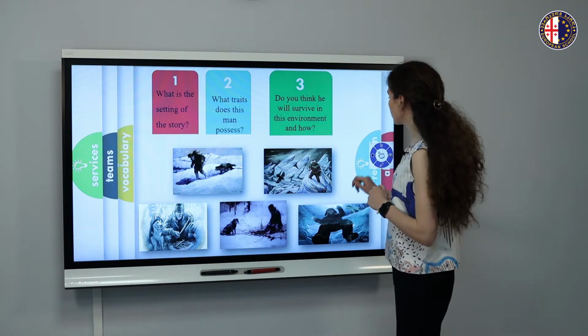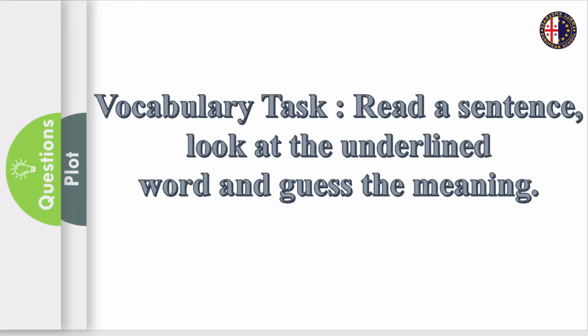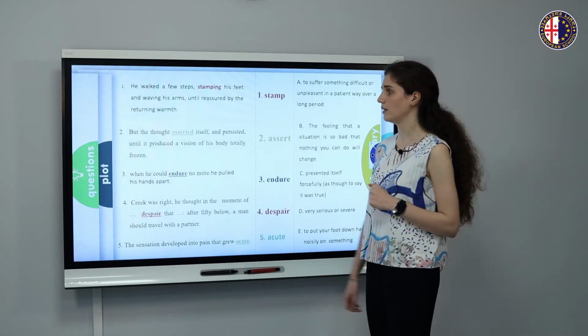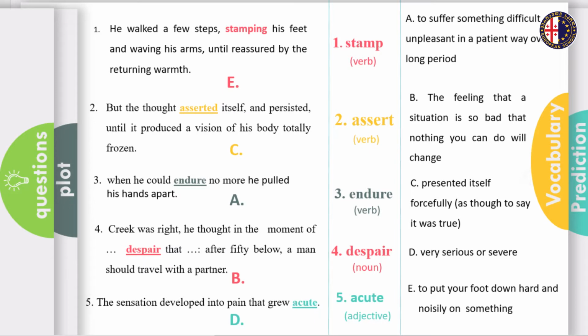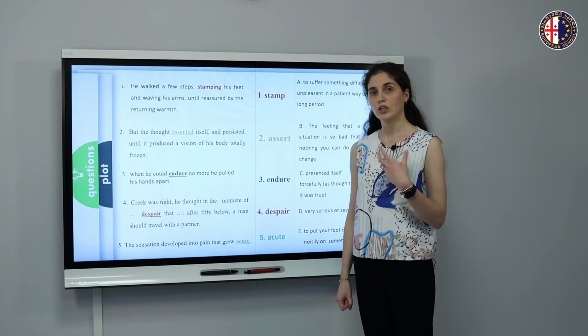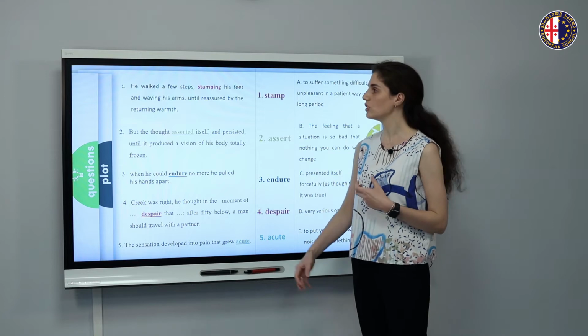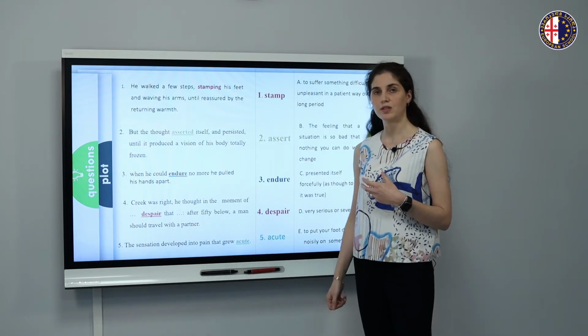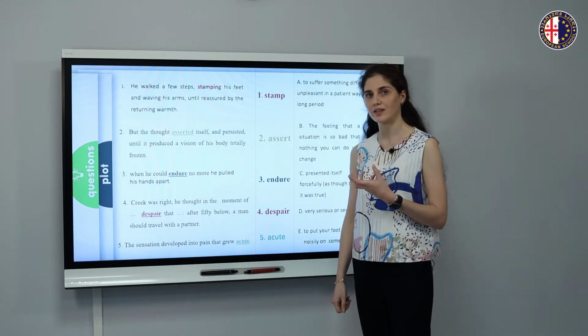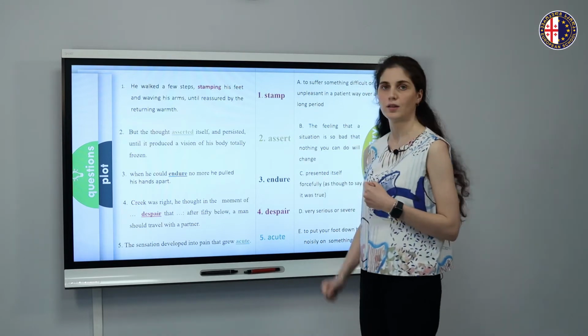Now, before we start talking about the plot of the story, I would like you to practice the vocabulary a bit. As you can see on this slide, we have 3 columns. On the first column, you have the sentences taken out from the story. In the middle column, we have the words that you need to define. And in the third column, we have the definitions already. In order to find the meanings, you need to look at the example sentences because they give you a good context and the meaning. Let's look at them together.